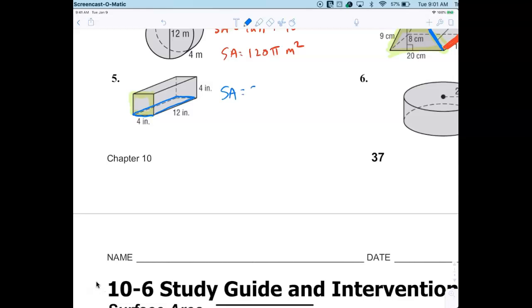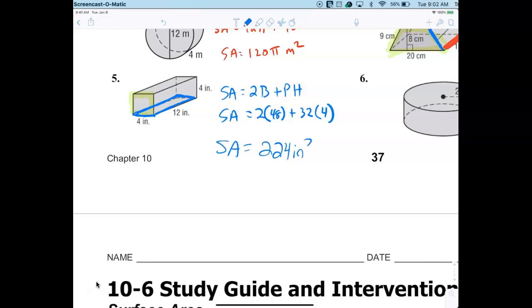Surface area equals 2 times the area of the base plus the perimeter times the height. Surface area is equal to 2 times, well, I'm doing this base down here. You do the other one and see if we got the same answer. So 2 times 48, plus the perimeter of the base, which is 32, times the height of the prism, which is 4. So surface area is equal to what here, guys? 224 square inches.